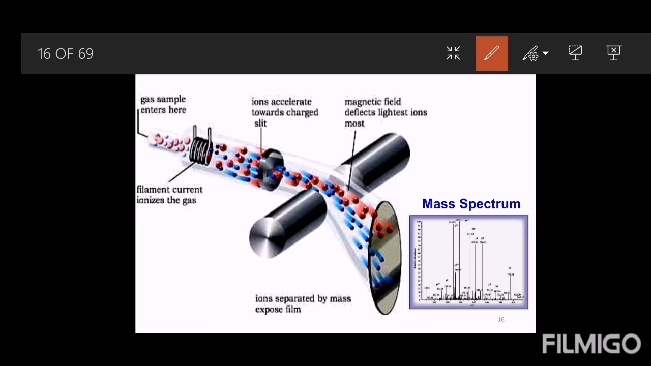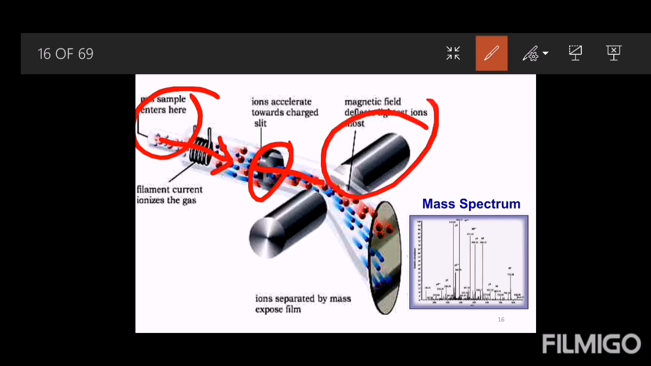All right. So the gas sample enters here, and then moves inside the tube over there, goes through the filament current, which ionizes the gas. Okay, enters here, and then at this part, the ions accelerate toward the charged slit. So the element in the sample will be accelerated over there.